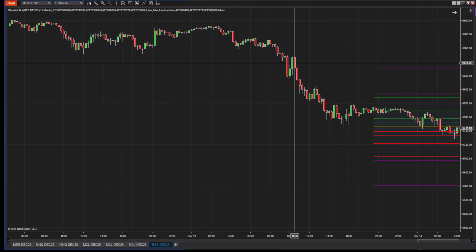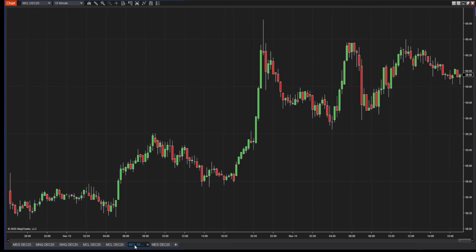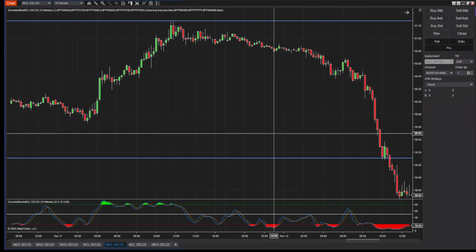Let's go over to crude, however, on Thursday. Let's take a look at the crude. Where do we want crude? Crude. Yes, this chart right here. All right, let's go to Thursday.